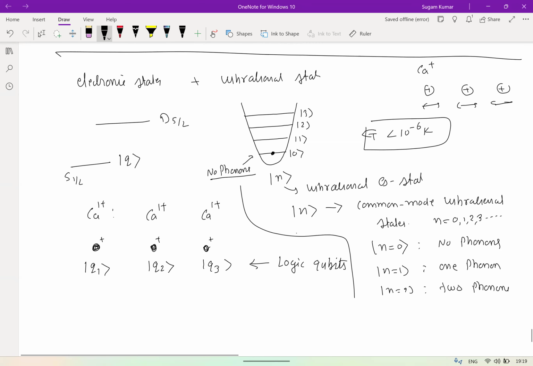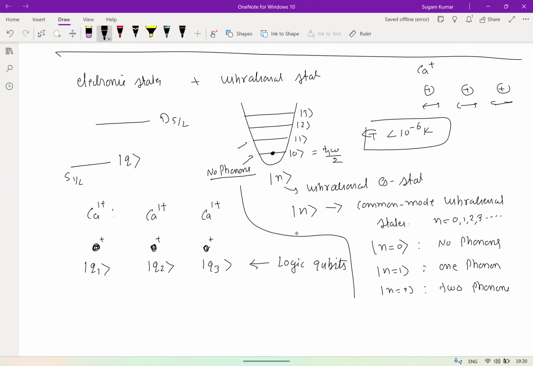So technically, this n is representing the number of phonons in the common mode. When these charged particles are oscillating, if they are in the ground state, then of course there is no phonon involved, because they are no longer having any vibrations in this state. But they have energy, and this energy is equal to ħω/2. That is called the zero-point energy.